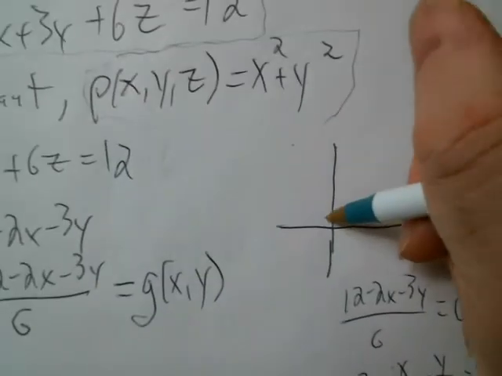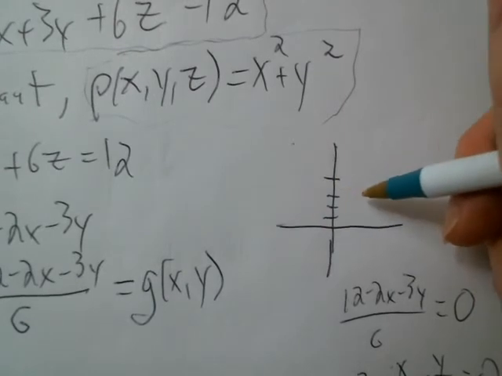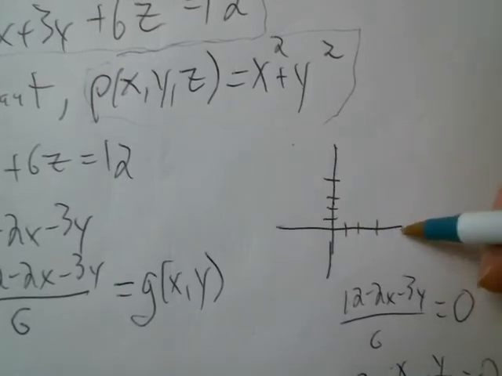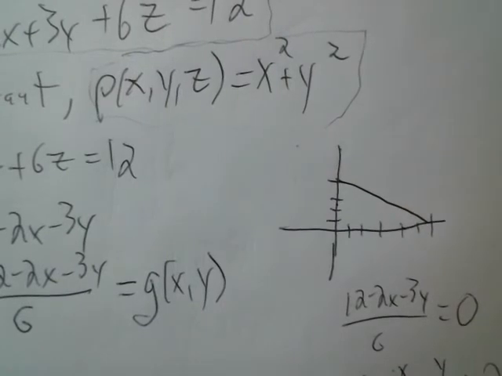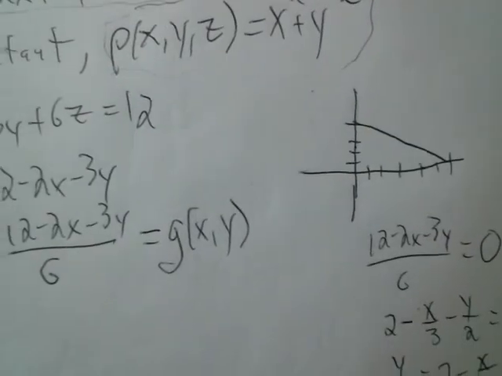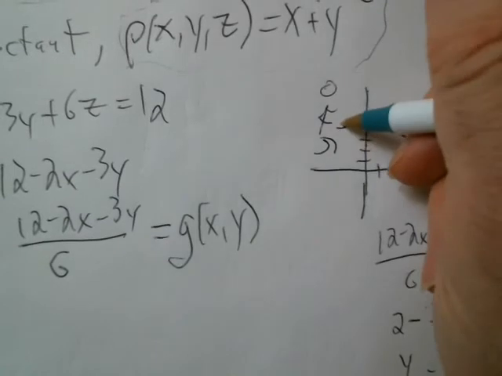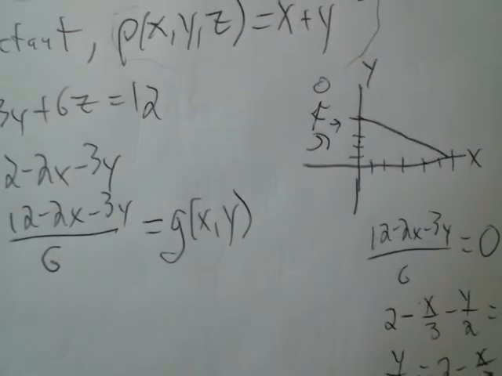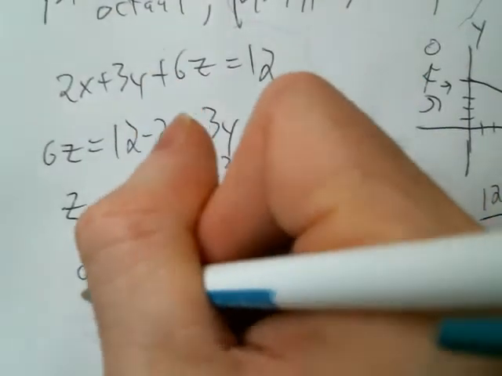So 1, 2, 3, 4. What am I doing? I'm going down 2 and then over 3. 1, 2, 3. And then this will be 1, 2, 3. So it should go like that, and that'll be my region. I'll be integrating in this orientation. This is x, this is y. Alrighty then. I need the partial derivatives.